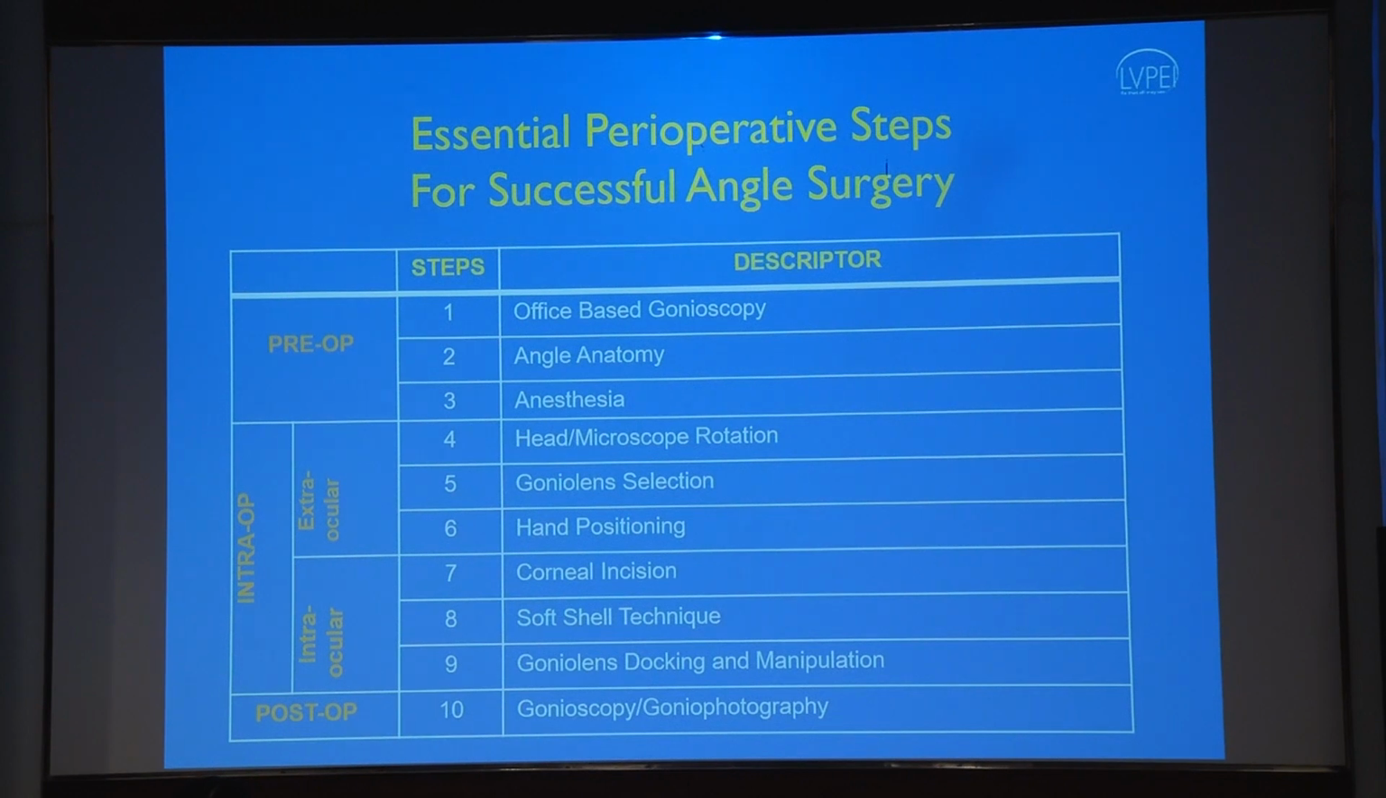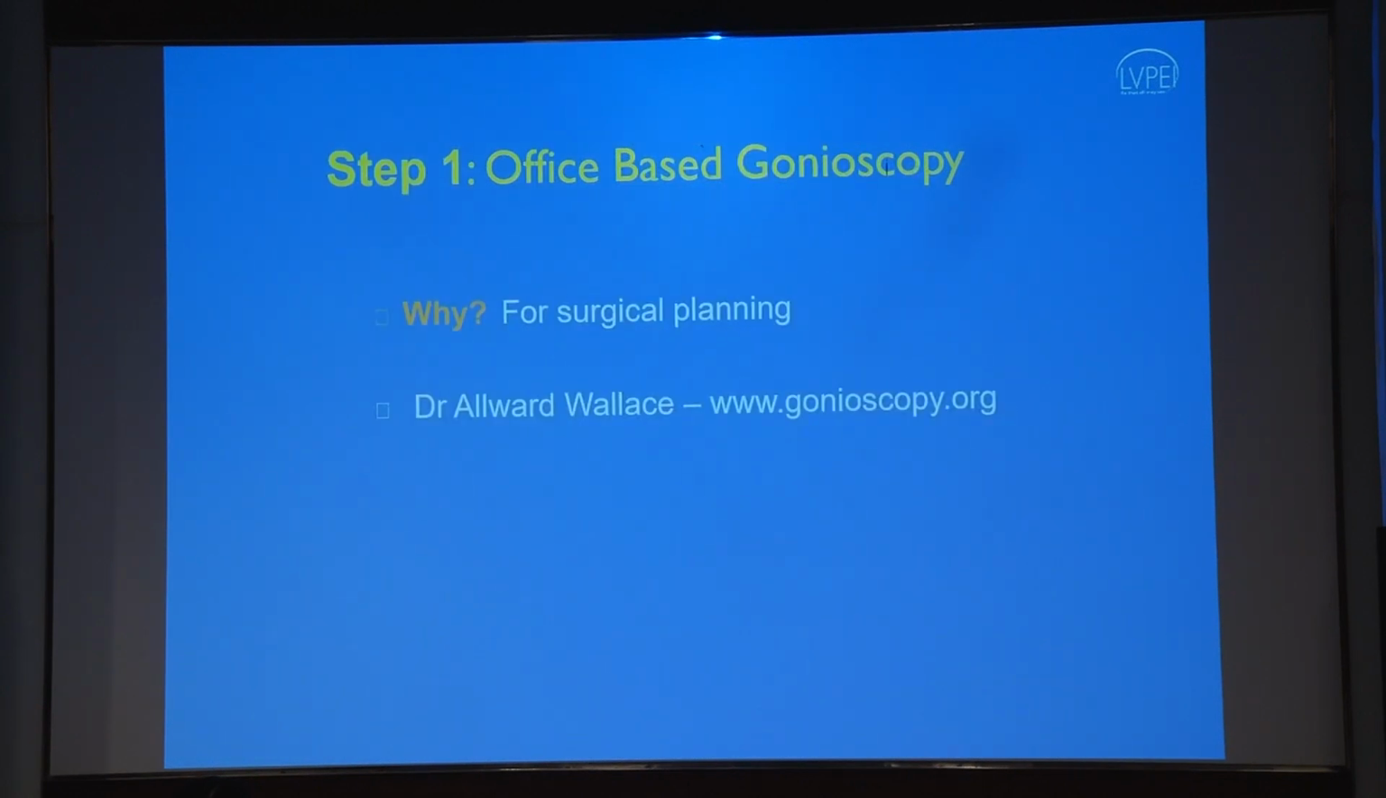So step one is office-based gonioscopy. Why is this important? To understand the angle and for surgical planning. And the resource that is available at gonioscopy.org is immense. You can go through all the different angle structures and the different angle presentations that are available there, and then practice in the office or the clinic, and then have an idea before actually taking up the patient for the surgery.